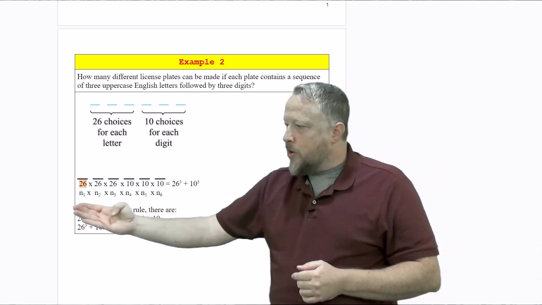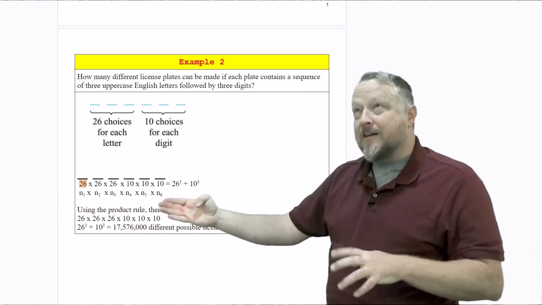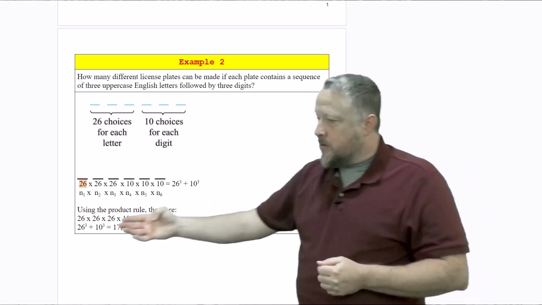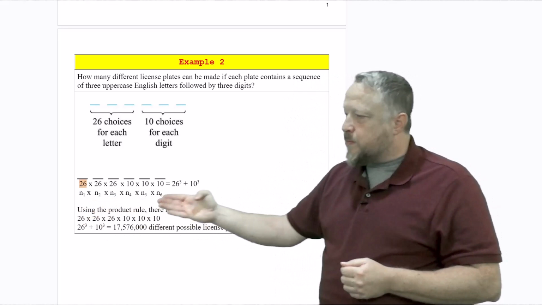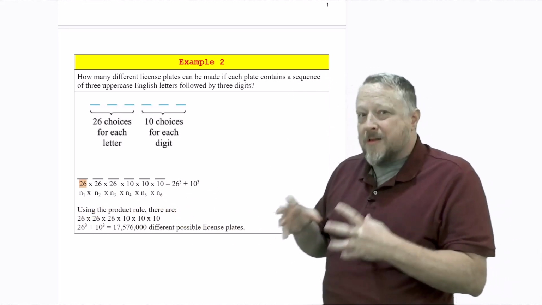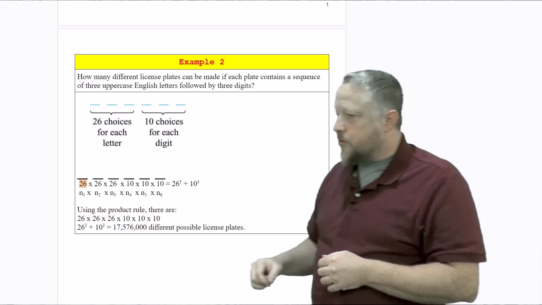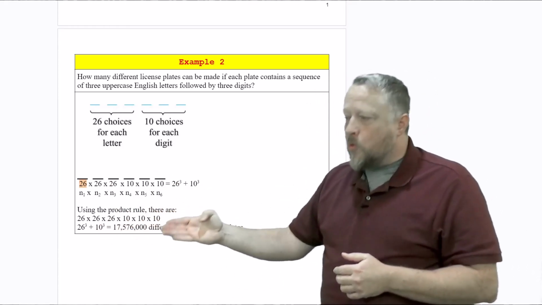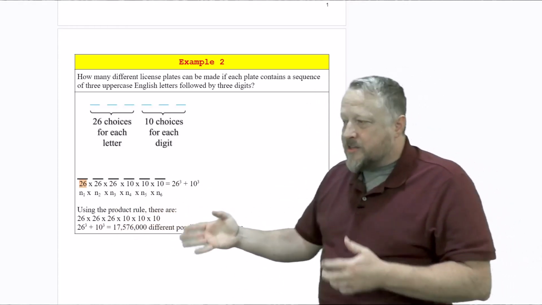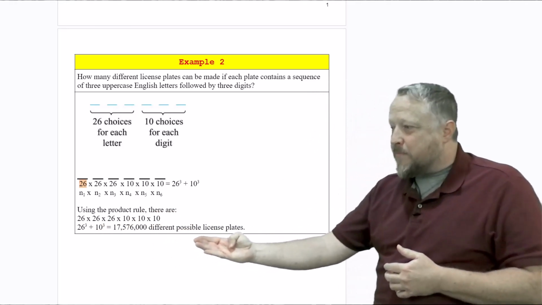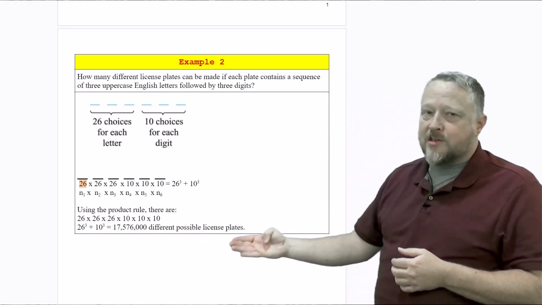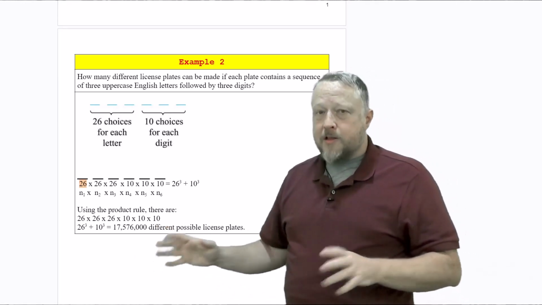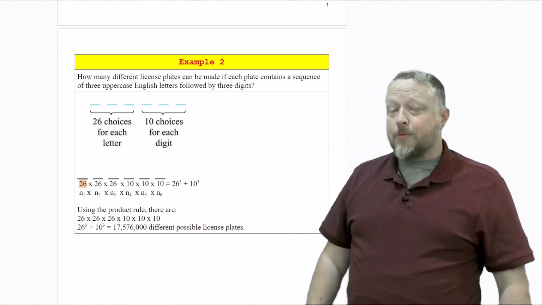Equation-wise, there are our different n's that we would be spelling out, but the n's don't have to be the same count. There's 10s and 26s on this one. Using the product rule, we're multiplying all of this out to get our different possibilities for license plates. That's about 17.5 million, something around there, just multiplying the 2 items together. Pretty simple.